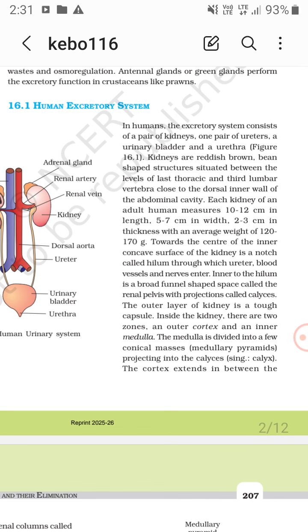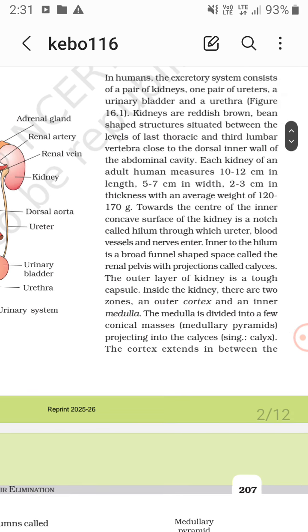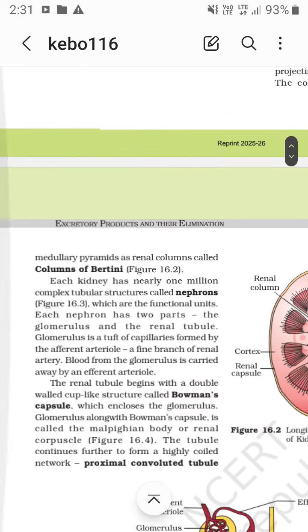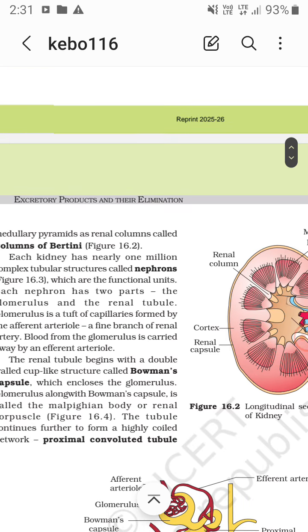The outer layer of the kidney is a tough capsule. Inside the kidney there are two zones, the outer cortex and inner medulla. The medulla is divided into a few conical masses, that is medullary pyramids, projected into the calyces, and the cortex extends in between the medullary pyramids as renal columns. These are the columns of Bertini.